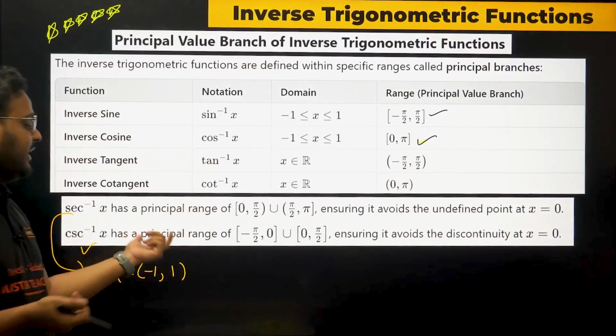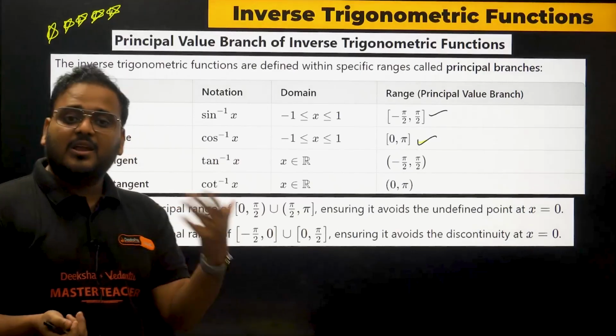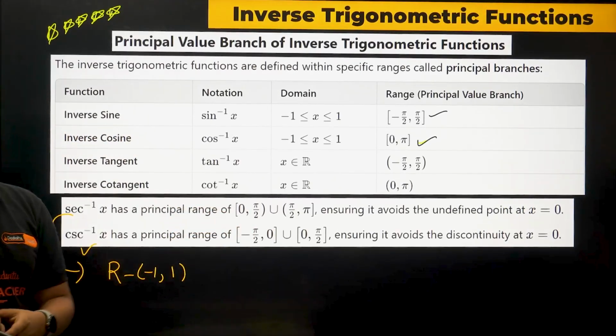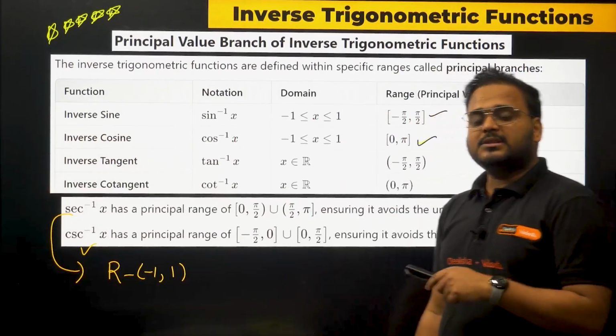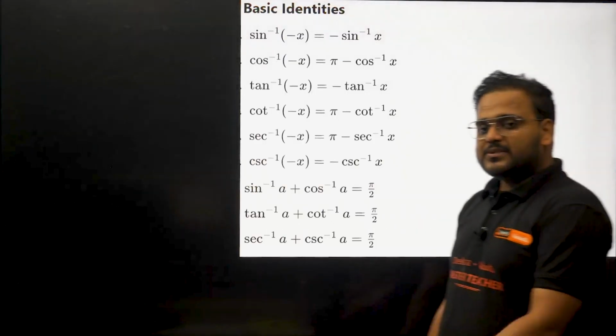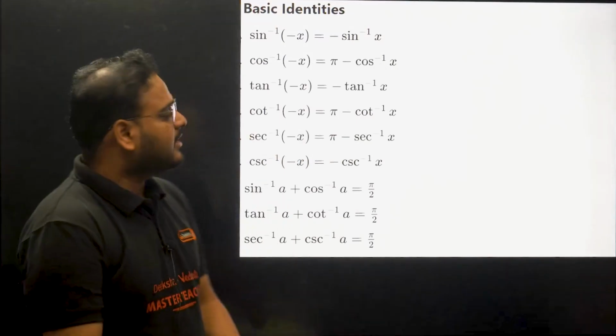But in the case of ITF, we put in some real numbers and we get the result out as angles, usually in radians only, okay. So this is clear. Let's move on now. Next we have some basic identities.